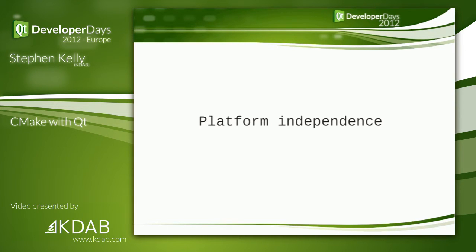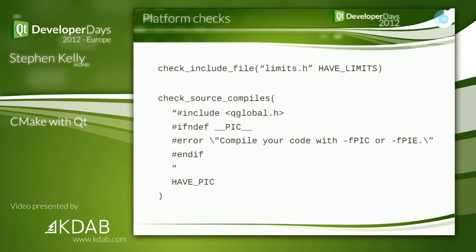I mentioned platform independence before as well. One of the significant points in this is that CMake allows you to run a lot of checks to see, does the limits.h include file actually exist on my system? You know, there's a lot of systems where that might not be true, or other header files which might not exist and you have to check for when you're generating the build system.